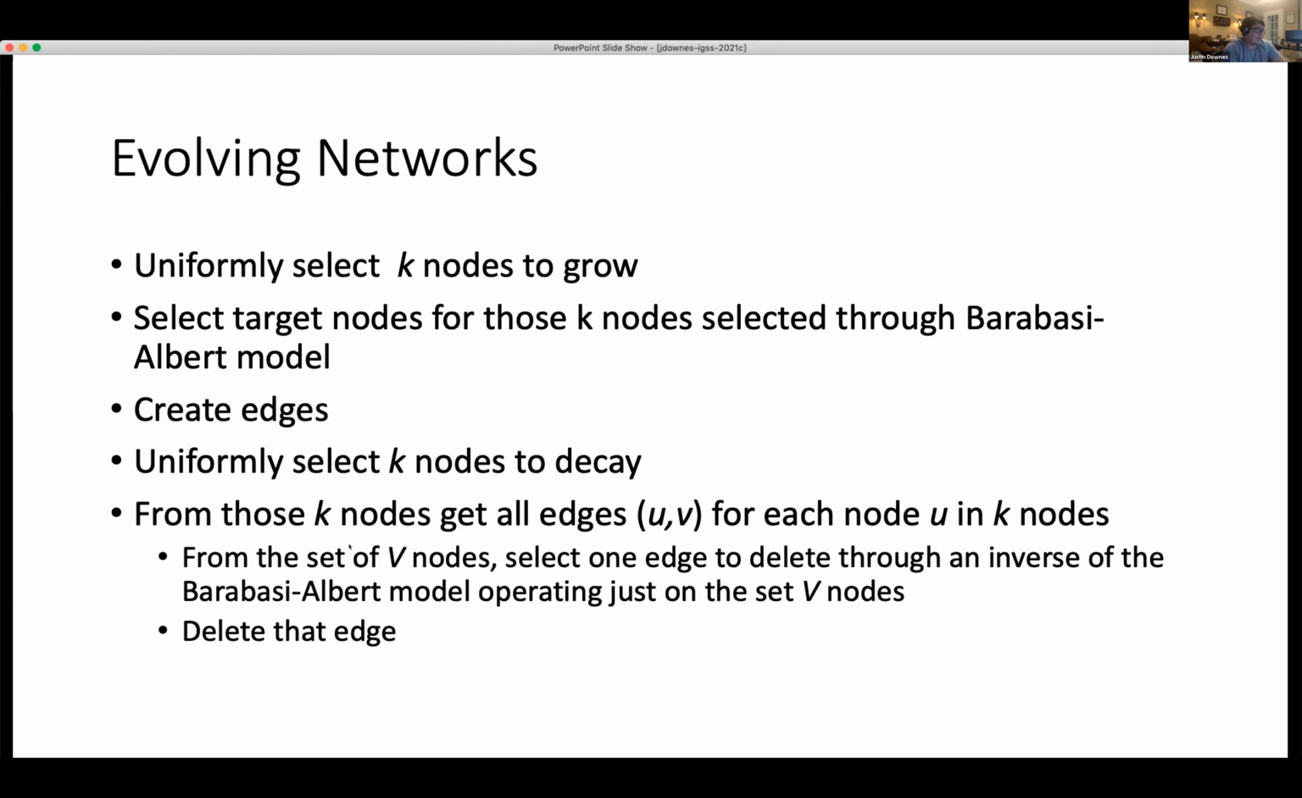Now from those k nodes, we get all the edges that are connected to them, and we get the set of the opposite, V nodes. This is the thing that took me a lot of trial and error to come through: we select one edge to delete using the inverse of the preferential attachment, but just on that subset of nodes that are connected to the node we've selected to delete, and then we delete that edge.